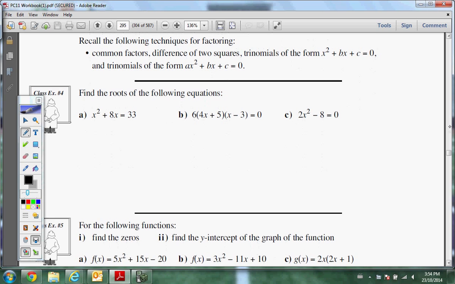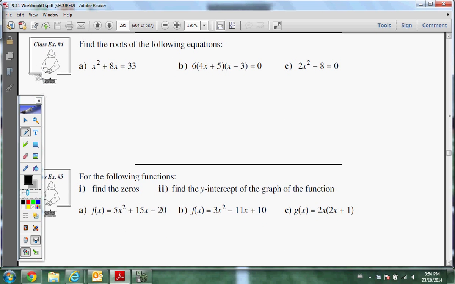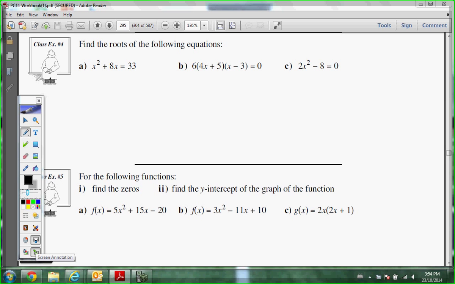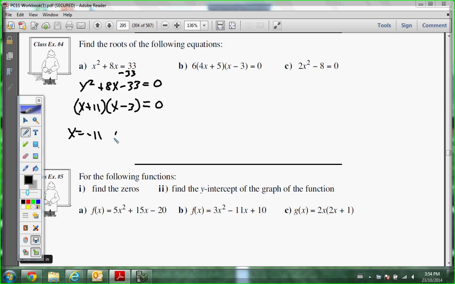So what we're going to do is the first thing we want to do, in order to find roots, we have to have one side equal what? 0. Good. And that's a 33, not a 0. So what should I do? Just move it over. So I'm going to minus the 33 over. So now I have this. Now I'm going to try to factor that. Okay, factors of 33 that are 8 apart is 11 and 3. So it's going to be x plus 11, x minus 3. So then what are my zeros, or my roots? Positive 3. Yeah, negative 11, positive 3.